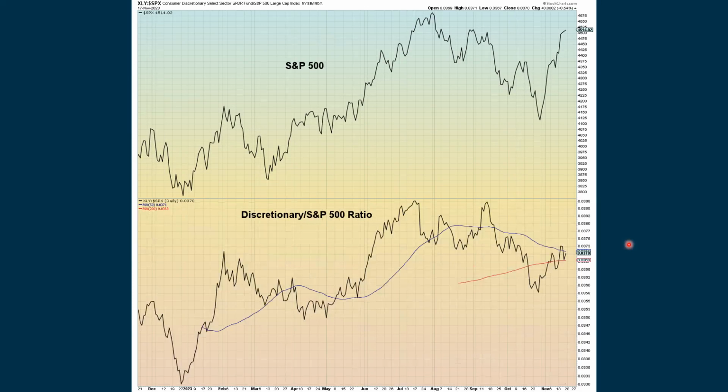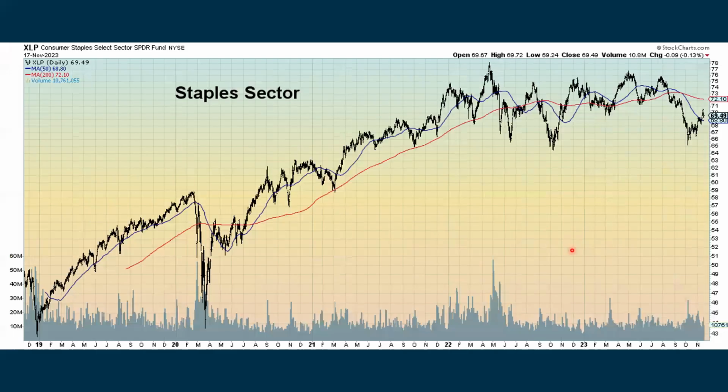And then we look at discretionary, which has been a stronger area in 2023. It's trying to make a bit of a comeback here. But once we got into the summer months, it was chopping sideways and actually showing some weakness. So that's a little bit discouraging. We'll have to see if this can continue to improve. We look at staples, which are things that you have to have no matter what's going on economically. They continue to be in a downtrend, but have been bouncing back lately.